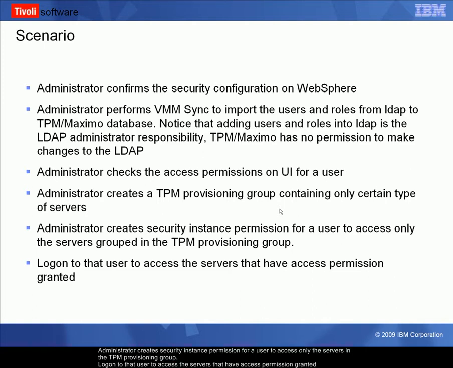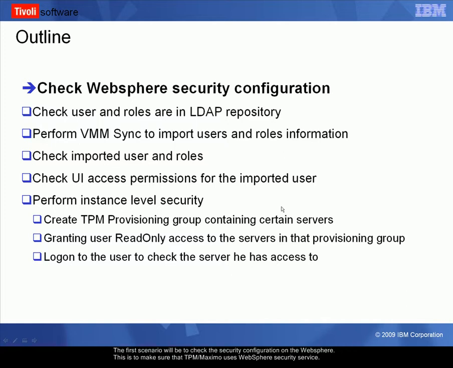The administrator creates security instance permissions for a user to access only the servers in that TPM provisioning group, and then we log on as that user and access the servers that have access permission granted to verify all the settings. The first scenario will be to check the security configuration on WebSphere.